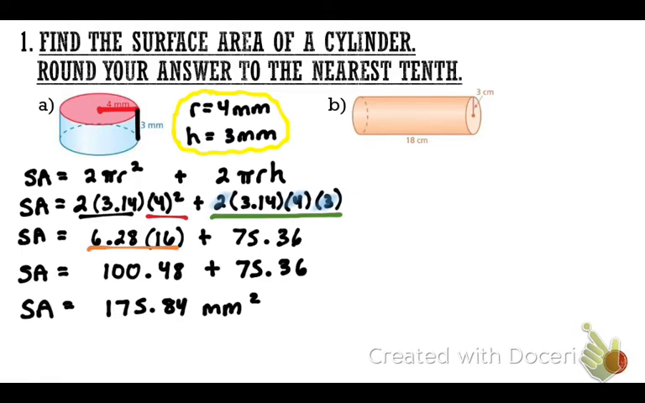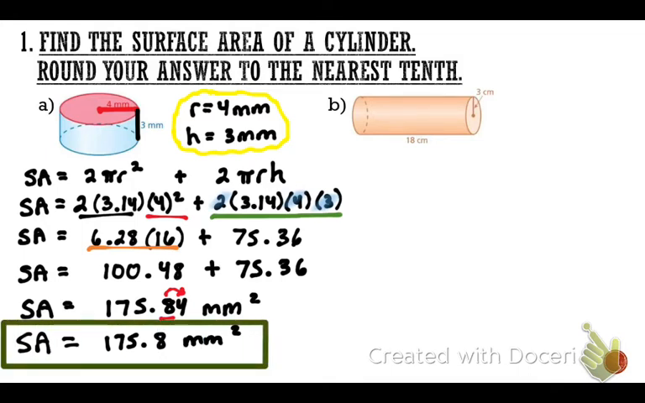But let's go back to our instructions. It says round to the nearest what? Tenth. Which one's in the tenths place? The 8. So we're trying to figure out, should that 8 stay the same or should it get bigger? What do you guys think? It is going to stay the same because the 4 is not going to cause it to get any bigger. So final answer is? 175.8 millimeters squared. Very good.